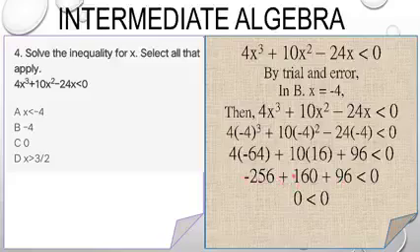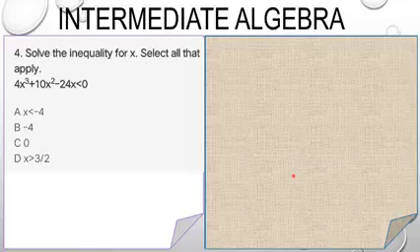So is 0 ba less than 0? No, they are not. 0 is equal to 0. So mali na po yung option letter B. So eliminated na po si option letter B.